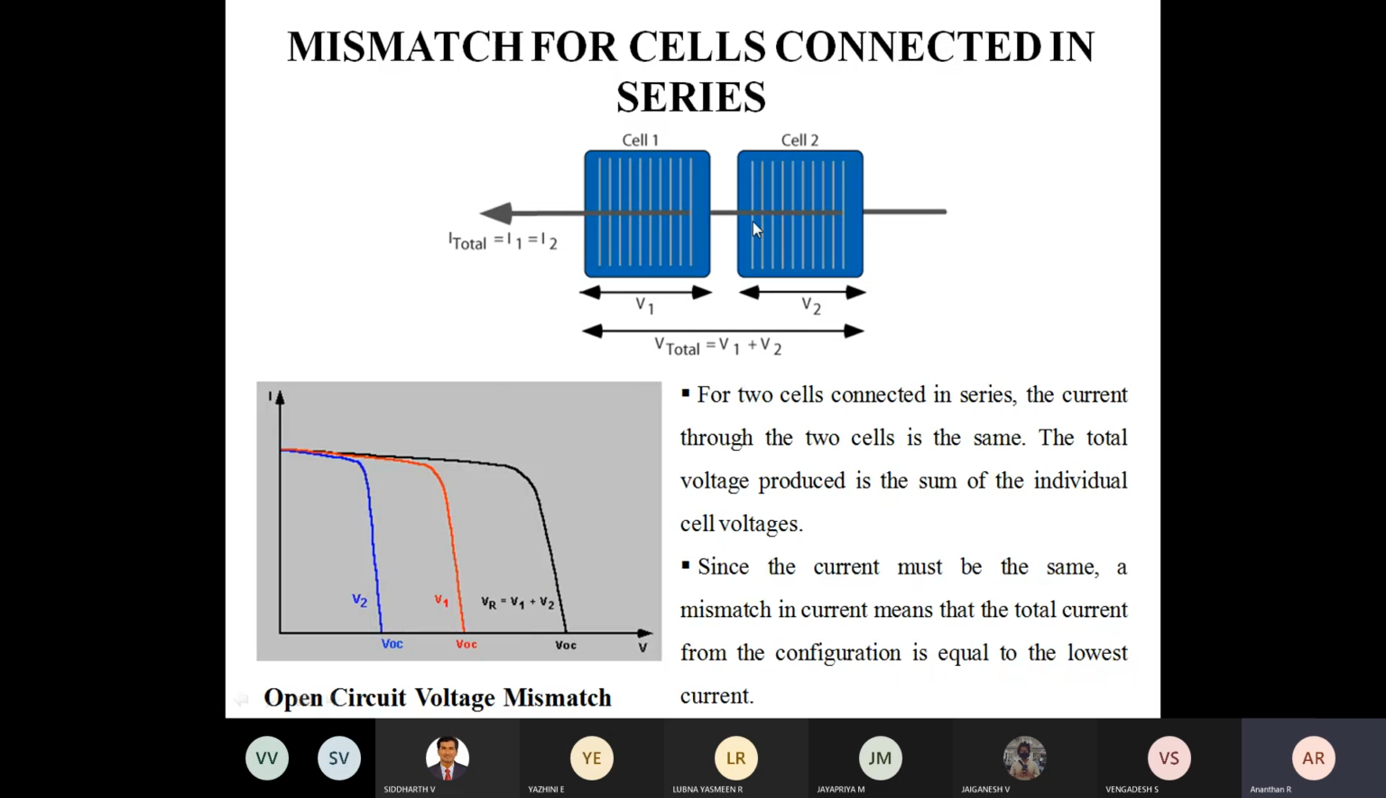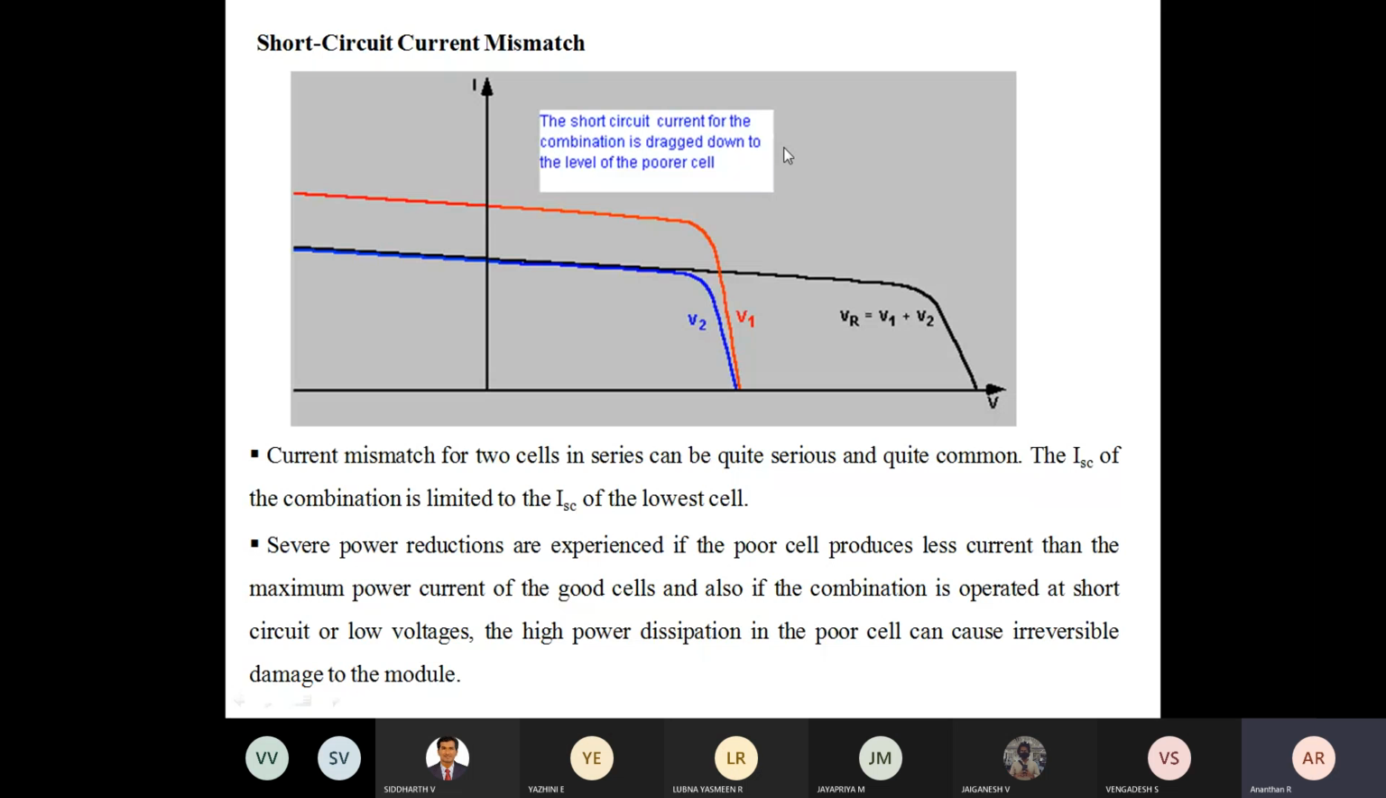I'll show it in the next slide. Let us look at the short circuit current mismatch. If your voltage is fixed, your current looks like this. V1 produces this much current, but V2 produces this much current. For that reason you need to drag your total IV curve down to your lowest IV curve. Whatever energy is generated between the red line and this blue line, within this area, that much power will be wasted. Because of this reason, we need to reduce these mismatches.